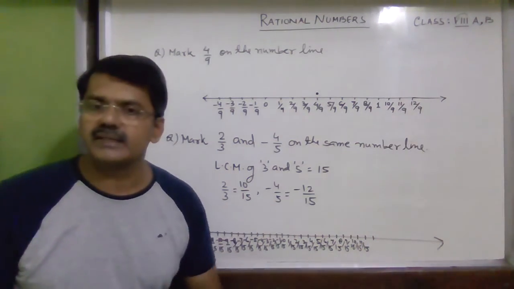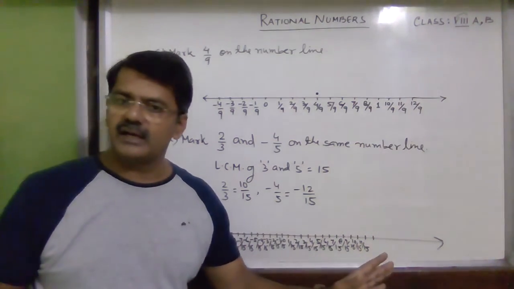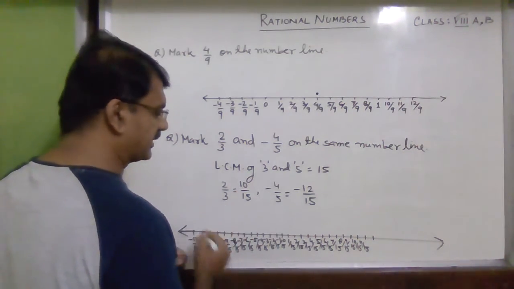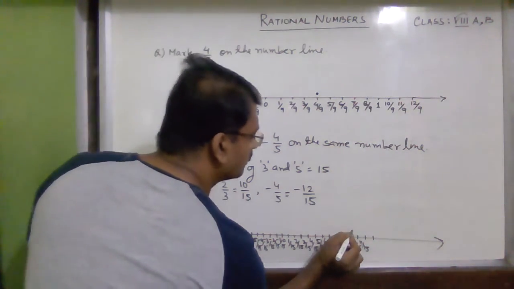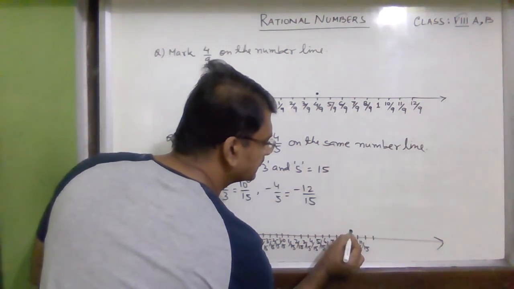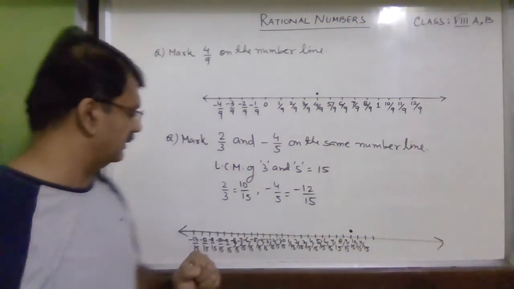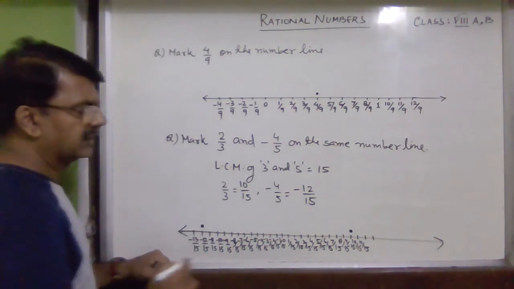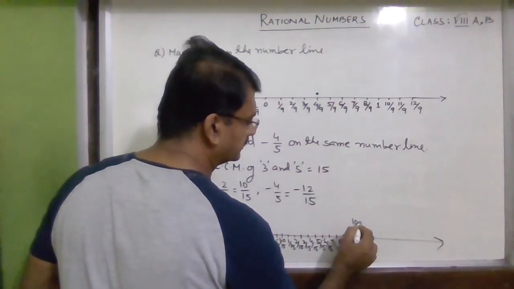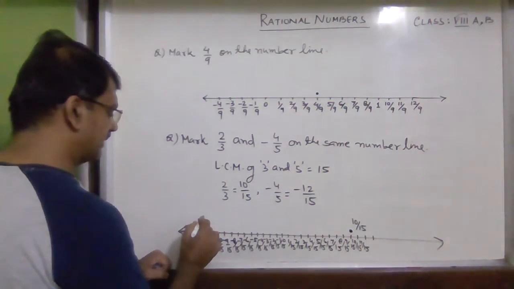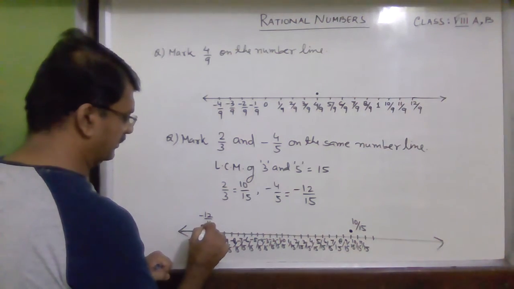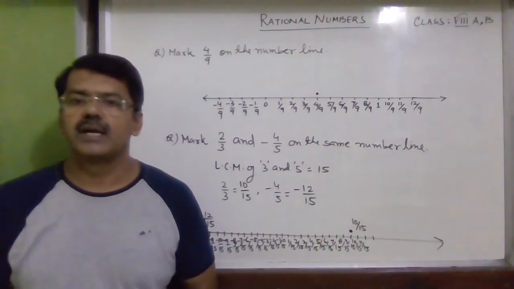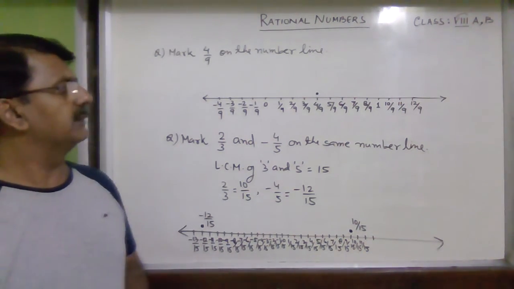Okay, so all the distances between the markings are same. So now you see, the positive number was 10 by 15, so 10 by 15 is here, so you mark a dot here, and the negative one was minus 12 by 15, so minus 12 by 15 is here, so you mark a dot here. Clear? So this is 10 by 15 and this is minus 12 by 15. So we have marked 10 by 15 and minus 12 upon 15 on the number line.